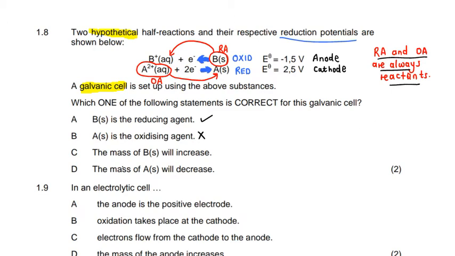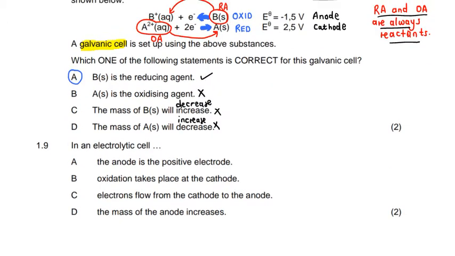Okay. The mass of B solid will increase. No, it most definitely will not. It will decrease since it is being oxidized. Okay. It will eat away or erode away or whatever you want to say. Okay. The mass of A solid will decrease. No, it's not. In fact, it's actually going to increase. All right, so that's wrong. Confirming very nicely for us that the answer here is A.